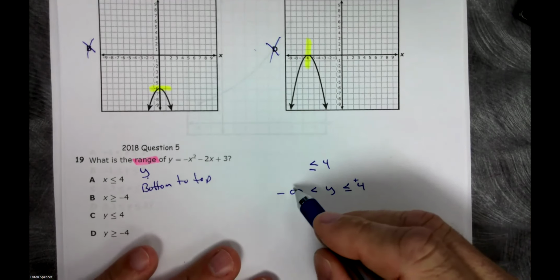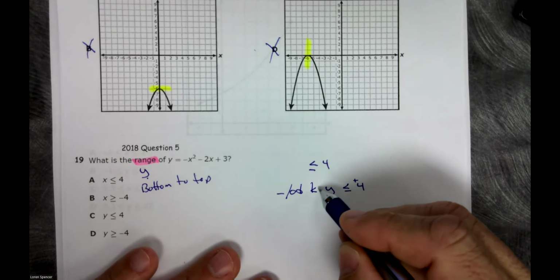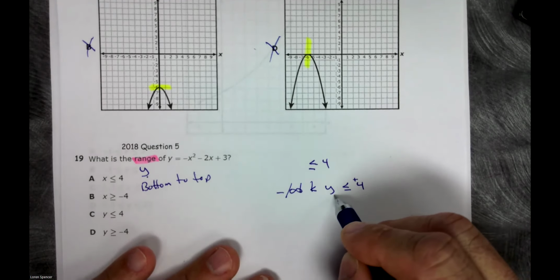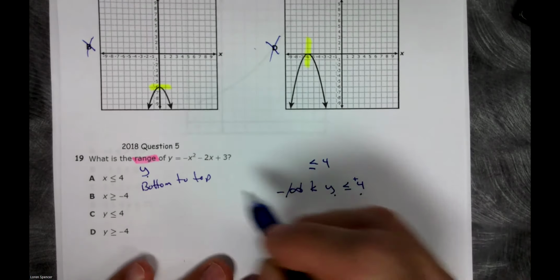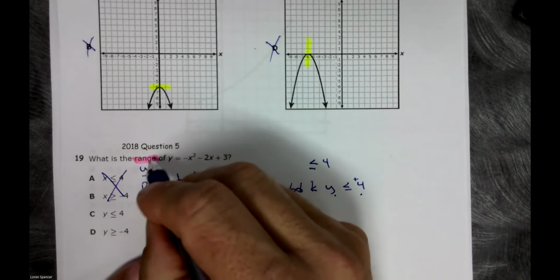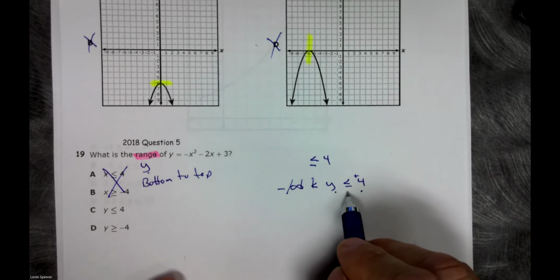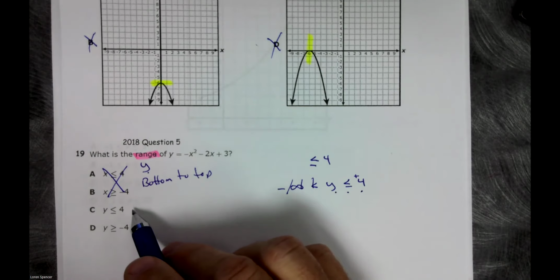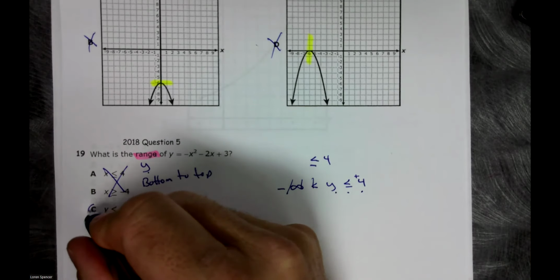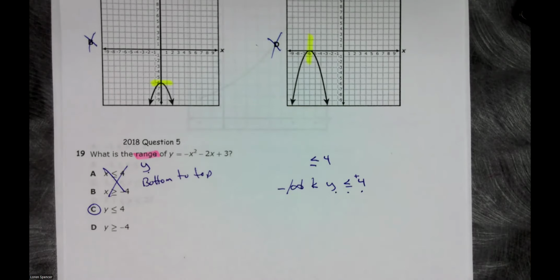Well, we know we can't have this, so we need to have y is less than or equal to 4. Immediately we can get rid of this because it asks for the range, so it gets rid of our x values. So we need y is less than 4. The one that has less than 4 is C. All right, moving on to number 20.